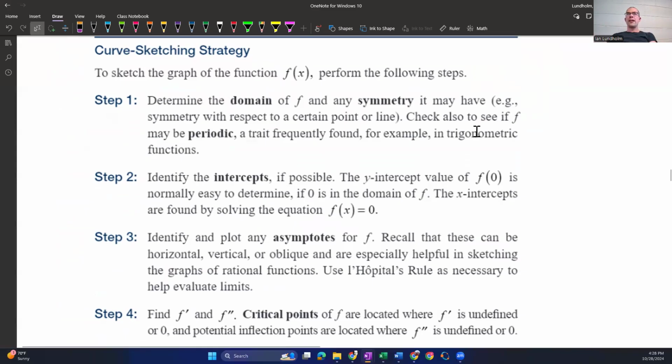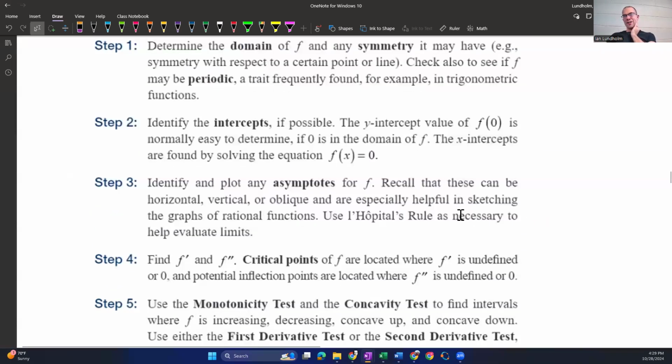So domain and symmetry, looking for periodic functions, looking at intercepts and asymptotes. Those are all things that are coming from chapter 1, the very first stuff that we were just talking about functions and making sure that we were up to speed with that. Yeah, steps 1 through 3 are coming from chapter 1. But looking at those things gives us a good base to build off of.